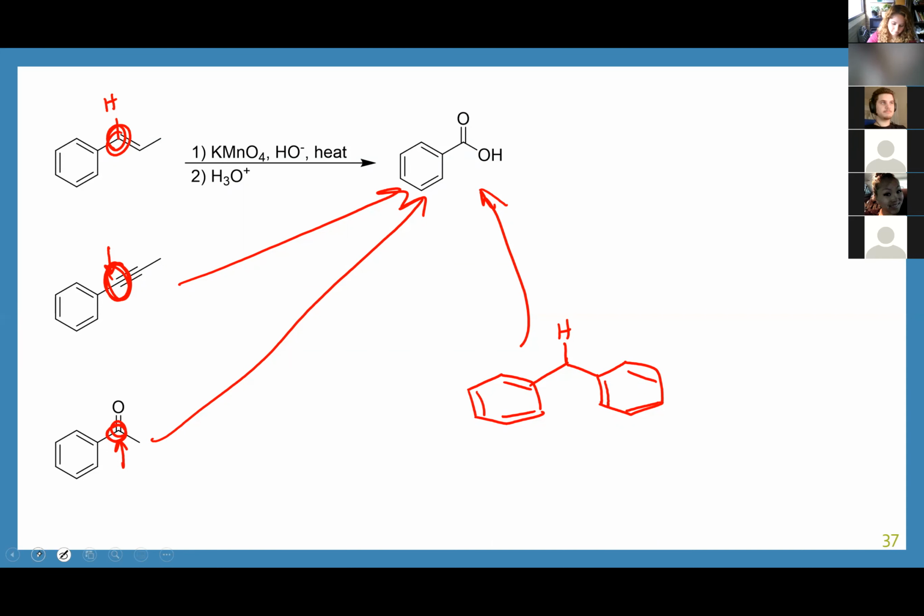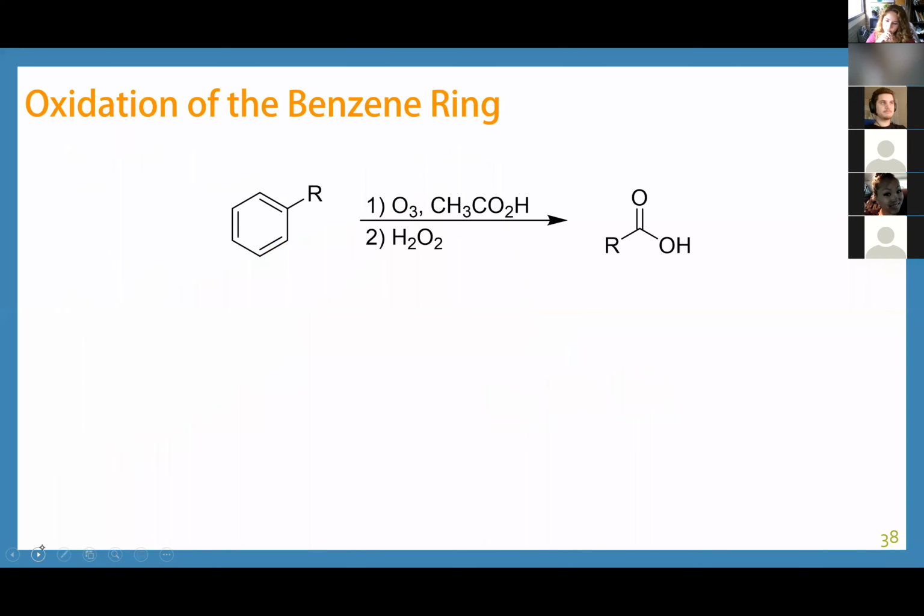So pretty great. There's another way you can do this. You can also do it with ozone. You don't see this one as often, but ozone, acetic acid, and followed by peroxide. You can do kind of a similar thing. Notice that there's a different structure here though.